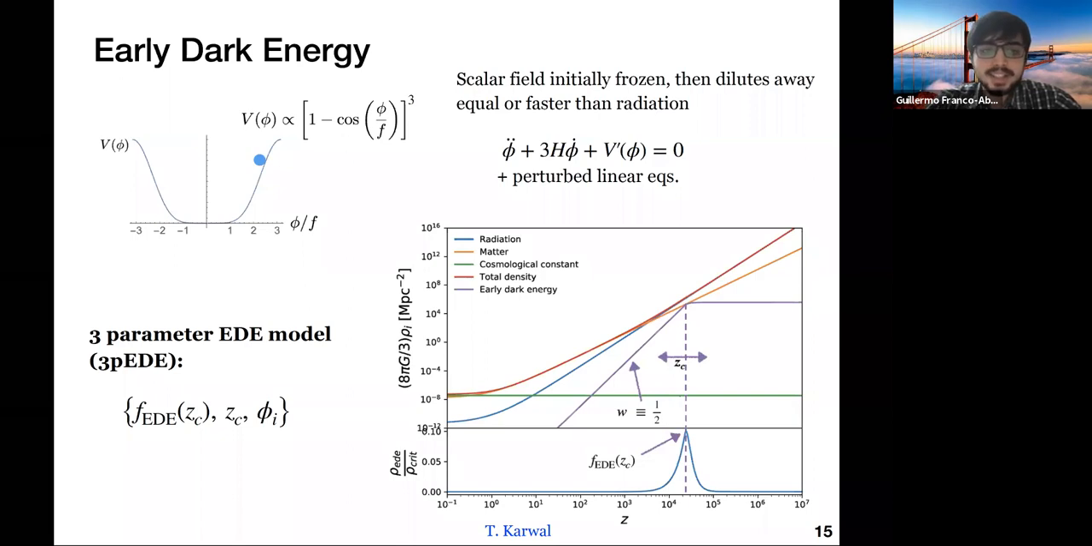So in general, this is a 3-parameter model. And the extra 3 parameters that this model adds with respect to ΛCDM are the fraction of early dark energy at the redshift in which it becomes dynamical. Then the second parameter is the redshift at which it becomes dynamical. And the last one is the initial value of the scalar field.